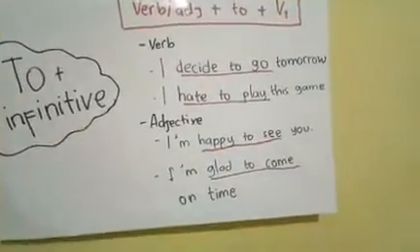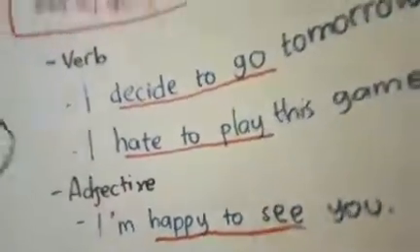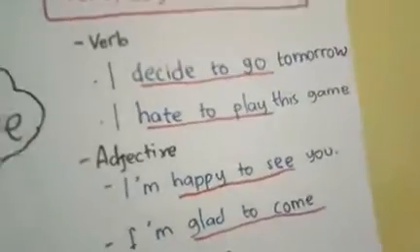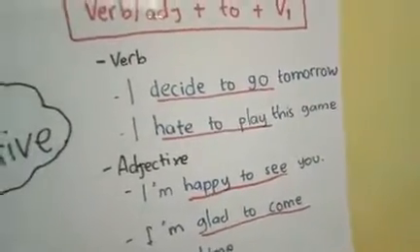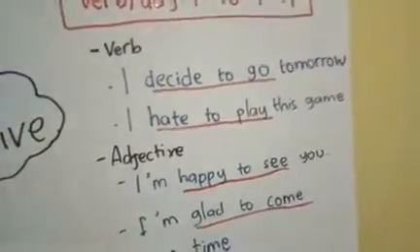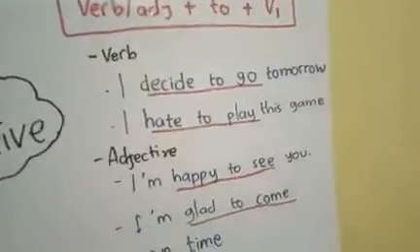If you want to combine two verbs, look at this. I decide to go tomorrow. I had to play this game. I hate to play this game. You can also use other verb. For example, I love to blah blah blah. I like to blah blah blah.